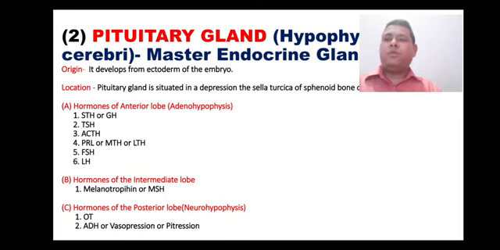Number 5, gonadotropin hormones, which are as follows: A. FSH, follicle stimulating hormone. It stimulates growth of ovarian follicles and their secretion of estrogens in the female, and spermatogenesis, the formation of sperm, in the male.